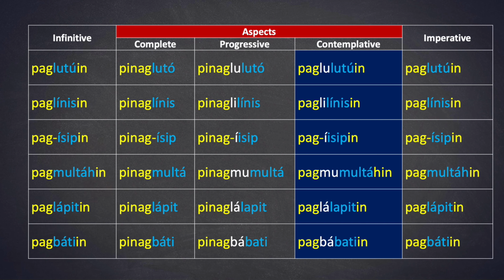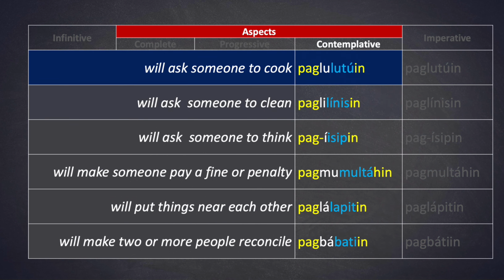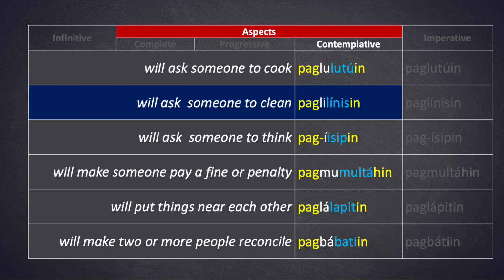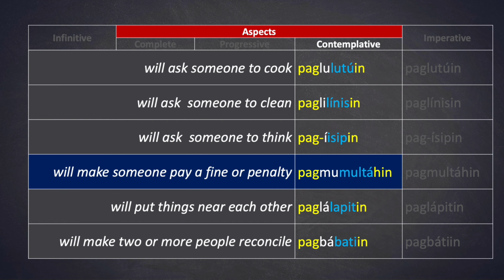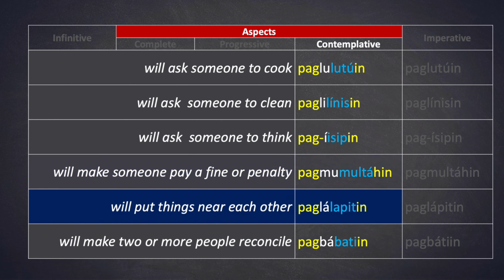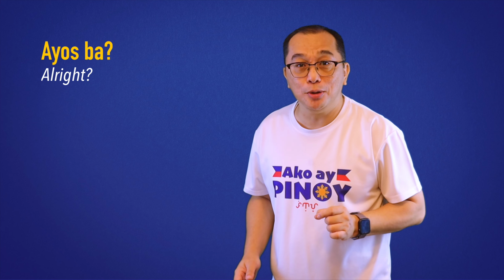The formula is simple as well. Just use the infinitive verb and then reduplicate the first syllable of the root word, like paglulutuin, paglilinisin, pag-iisipin, pagmumultahin, paglalapitin, pagbabatiin. Ayos ba? So far, so good.